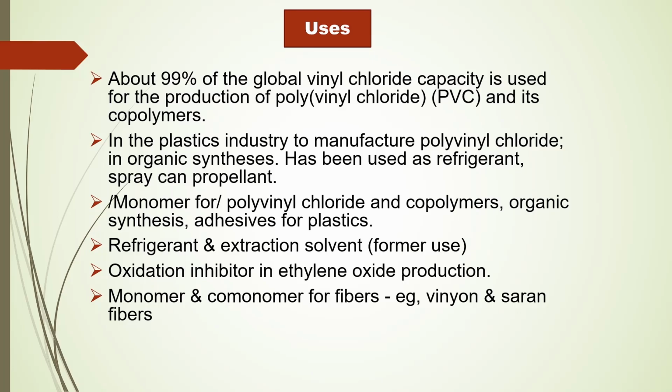Uses: about 99% of the global vinyl chloride production capacity is for PVC. It is also used for refrigerant, oxidation inhibitor, and also for vinyl and saran, as a monomer and comonomer for fiber.